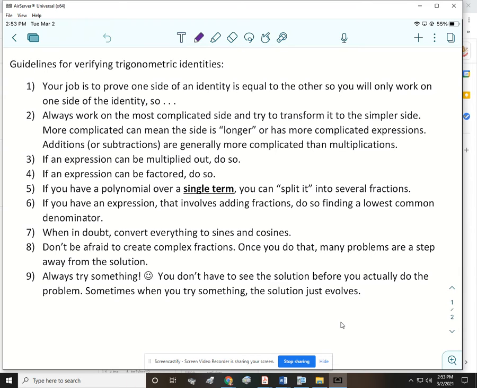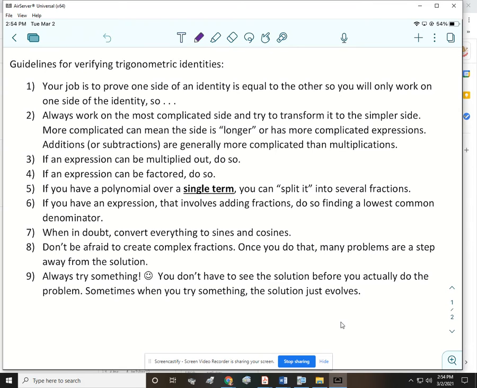More complicated can mean the side is longer or has more complicated expressions. And typically, additions or subtractions are more complicated than multiplications. All right, if an expression can be multiplied out, do so. If an expression can be factored, do so. If you have a polynomial over a single term, you can split it into several fractions, and I will show you how to do that.